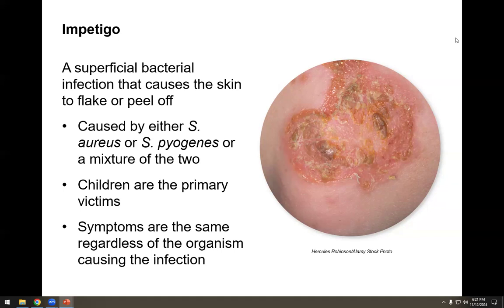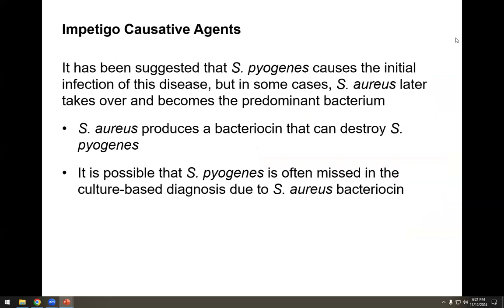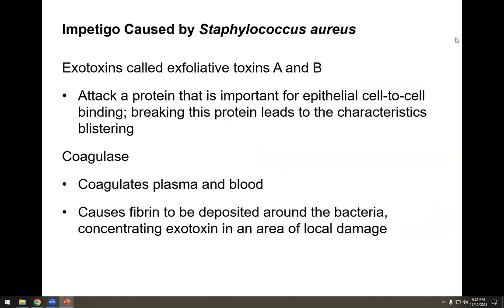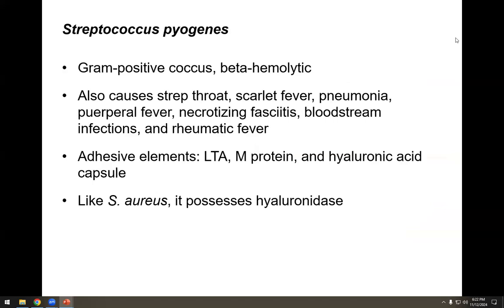This is that flaking skin. A lot of times what we see with cradle cap can be either impetigo or it could be a fungal infection or a mixture of the two. But impetigo is pretty common in kids. It's this flaky skin infection, usually started by strep and then followed up by S. aureus, which creates the worst aspects of the disease. The staph creates these exfoliative toxins A and B. They're exfoliative. That's why we have the flaking of the skin. And again, we can test for it with coagulase.